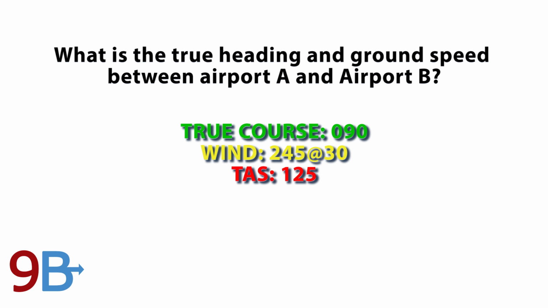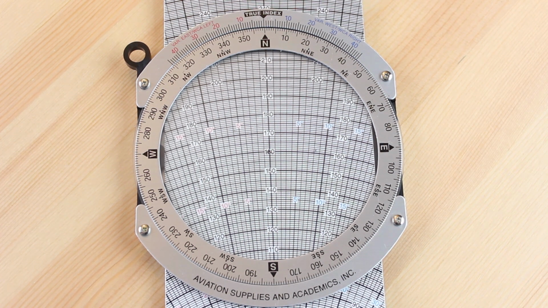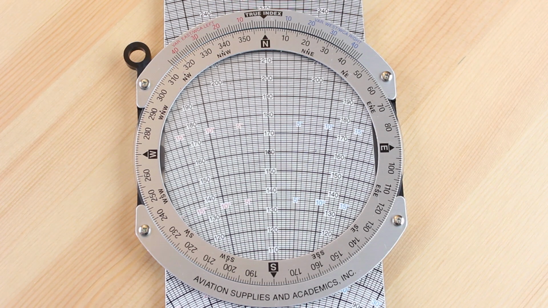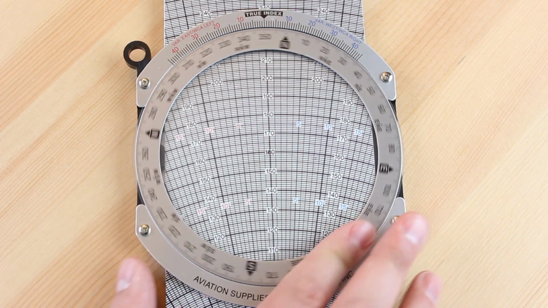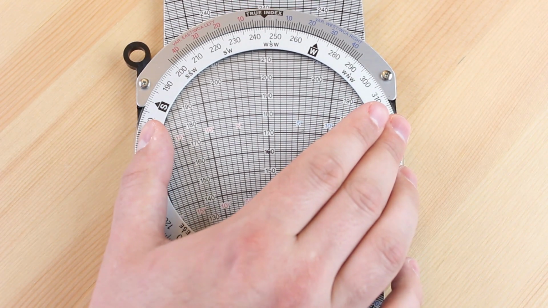Now, the wind is going to be given to you, so we have a wind of 245 true at 30 knots, and our true airspeed will also be a given. It's 125 knots. So the way we work through this problem is exactly the same as what we did for the other problem. We're going to follow the steps that are listed on the E6B there. So first, we're going to set our wind direction of 245 degrees under the true index.